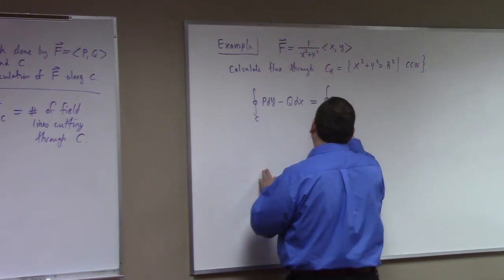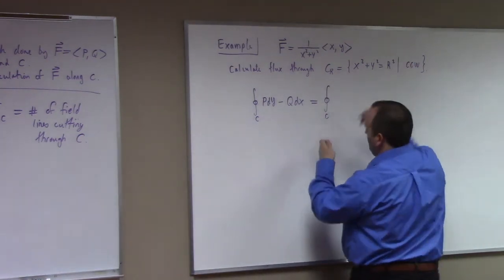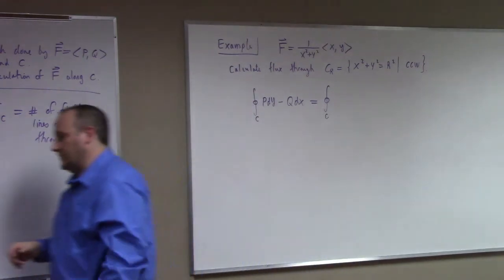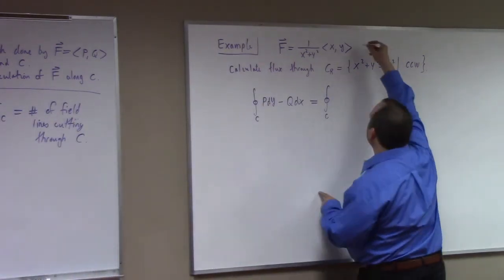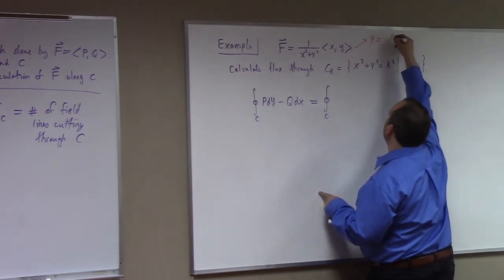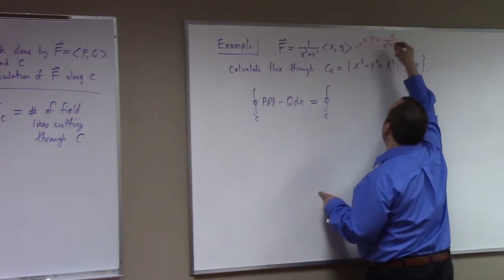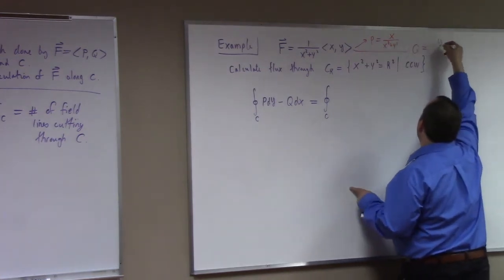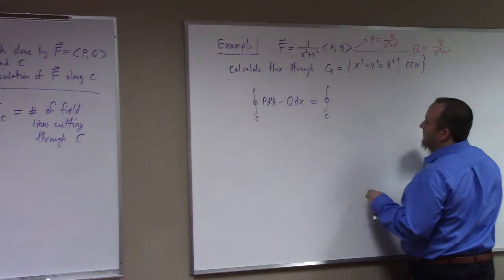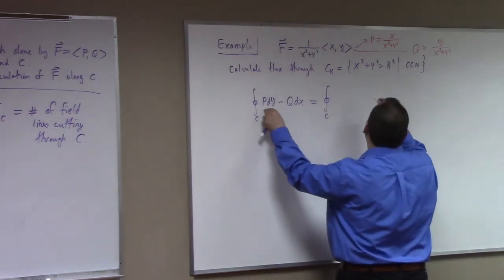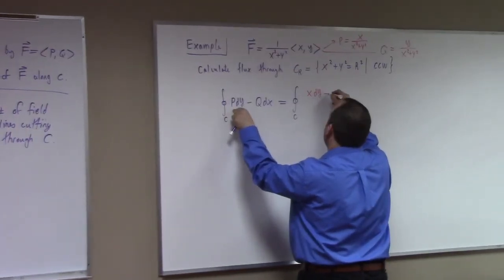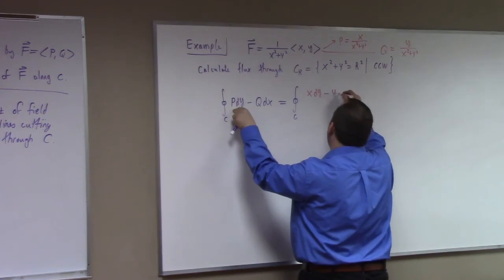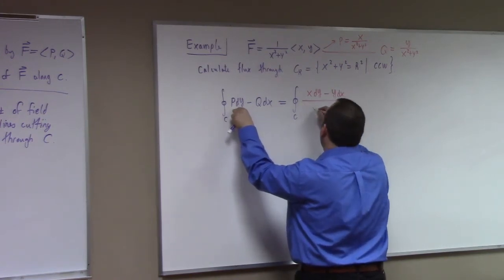So that's the integral over C of what? What's my P and what's my Q for this example? Yeah, P is x over x squared plus y squared, and Q is y over x squared plus y squared. So we're looking at x dy minus y dx over x squared plus y squared.